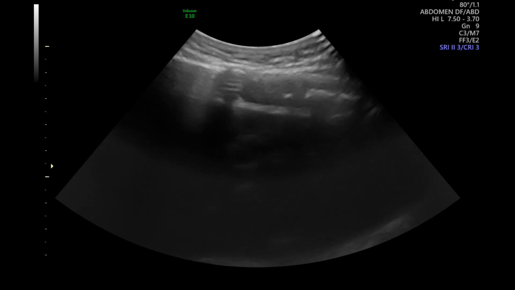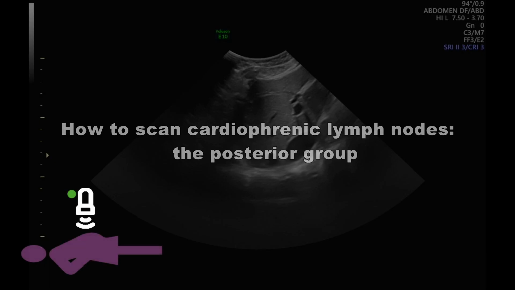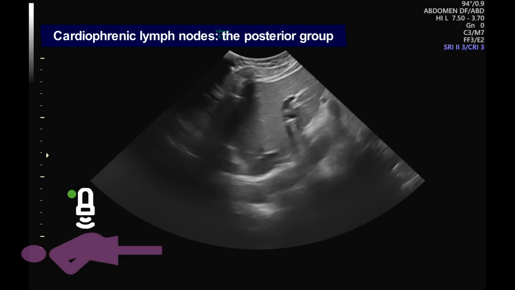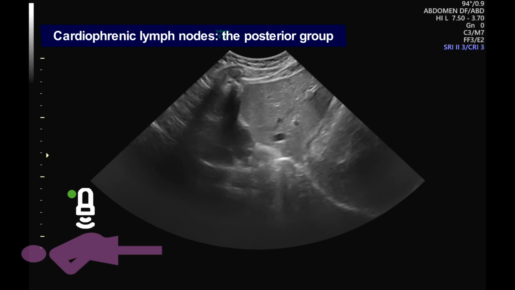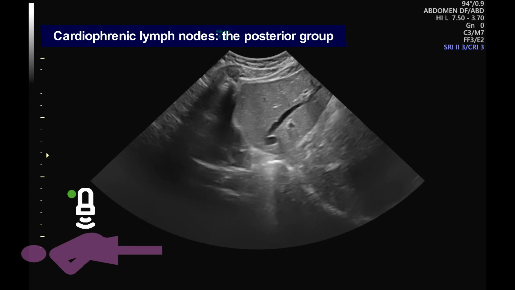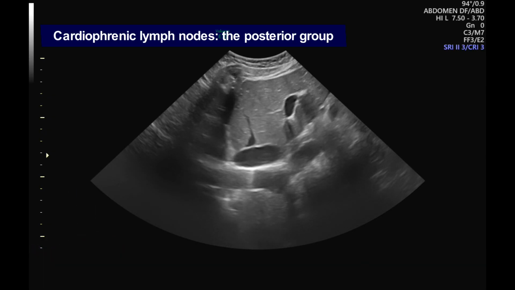The ultrasound methodology for the assessment of the posterior group of superior diaphragmatic or cardiophrenic lymph nodes is now shown. The probe is moved towards the midline in a longitudinal plane. The inferior vena cava and the diaphragm are visualized.